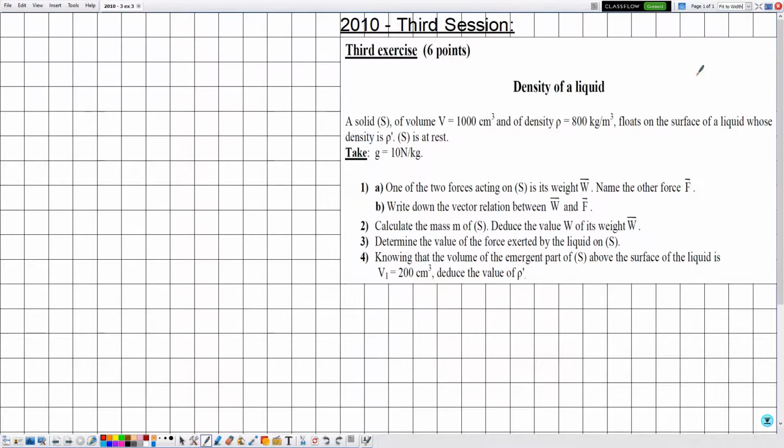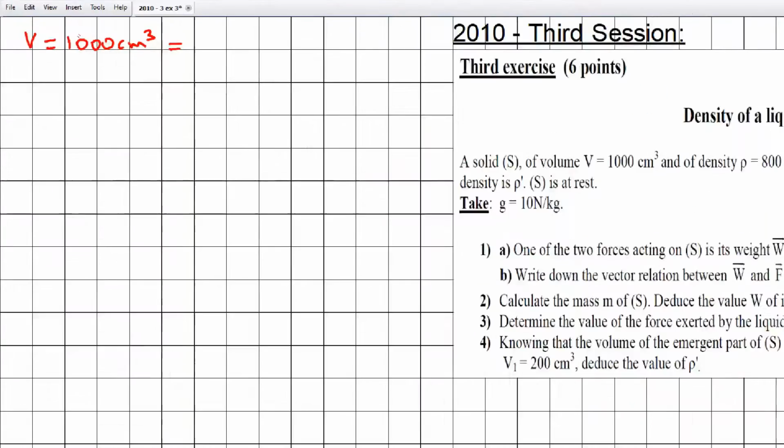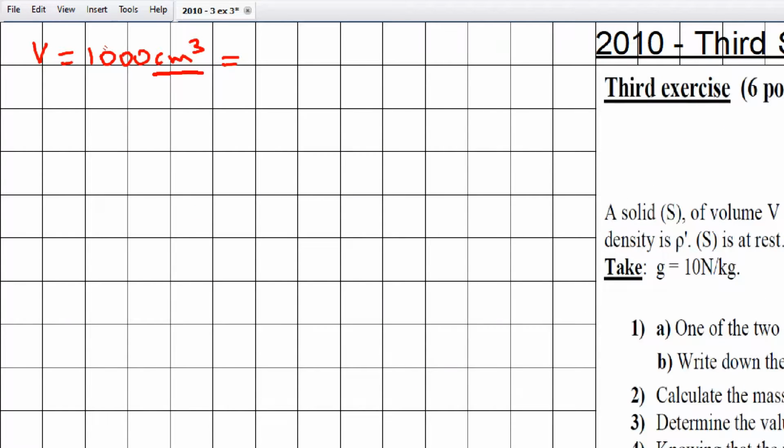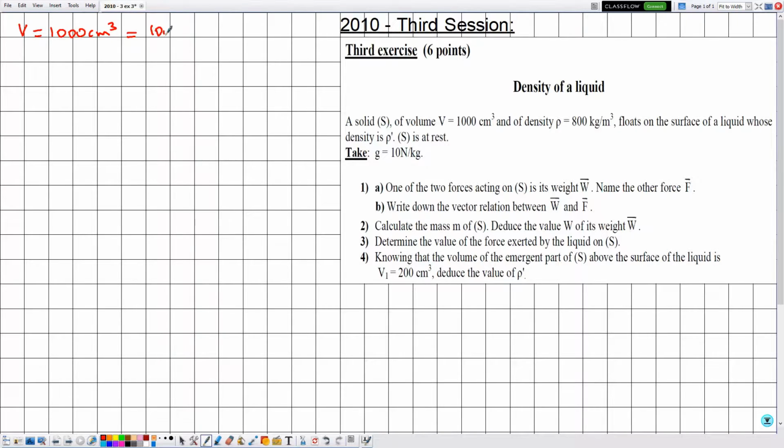A solid mass of volume V is equal to 1000 centimeter cubed. Knowing that centimeter cube is not an SI unit of volume, in order to convert from centimeter cube to meter cube, we multiply by 10 to the power minus 6. Then 1000 multiplied by 10 to the power minus 6. Then the volume is given by 1 times 10 to the power minus 3 meter cube, and of density rho is equal to 800 kilogram per meter cube.